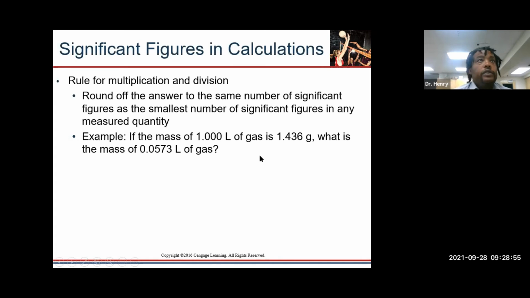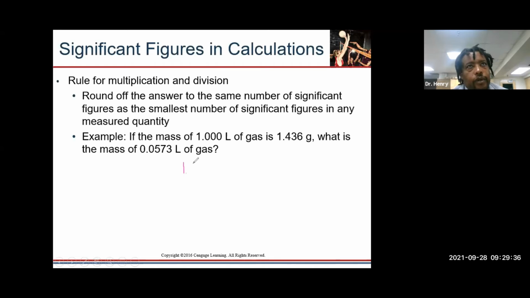Okay, so we talked about sig figs in terms of multiplication. If we're multiplying two different numbers, we have to look at the number that has the least number of sig figs. So in this case, it says if the mass of 1.000 liters of gas is 1.436, what is the mass of 0.0573 liters? So the way that we would do this is we have a relationship, a ratio, right?